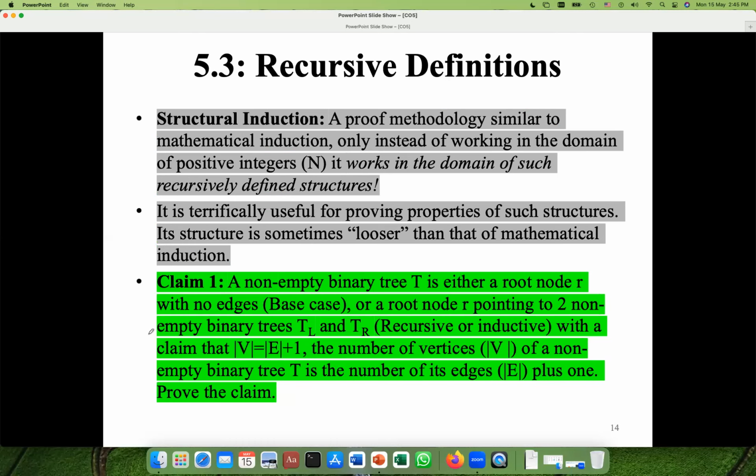So structural induction is very much similar to mathematical induction. The only difference is the domain. What is the domain of mathematical induction? Positive integers. And the domain of structural induction is recursively defined structures. It is not talking about numbers. It is talking about something recursive. That is the domain of structural induction.